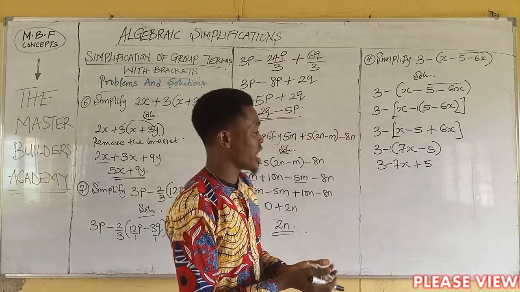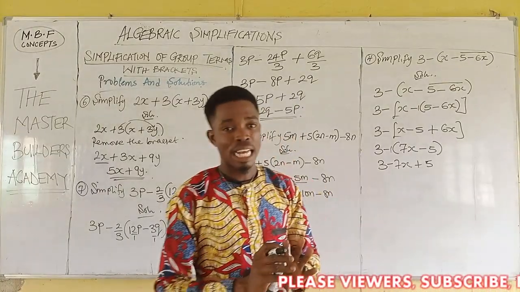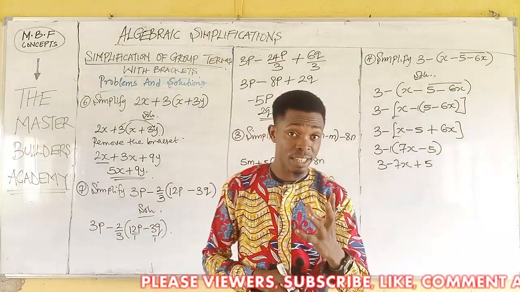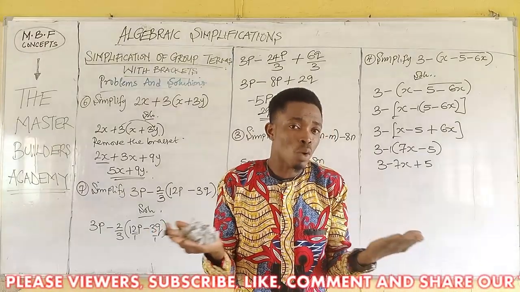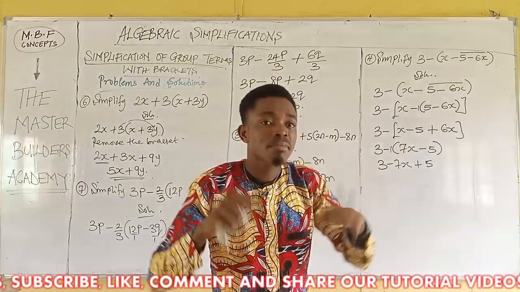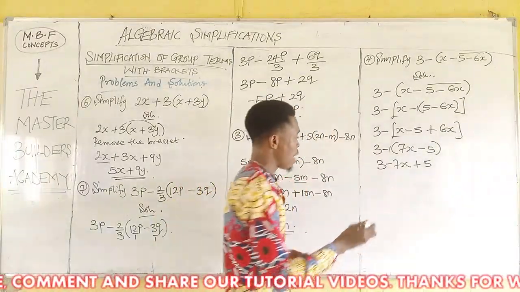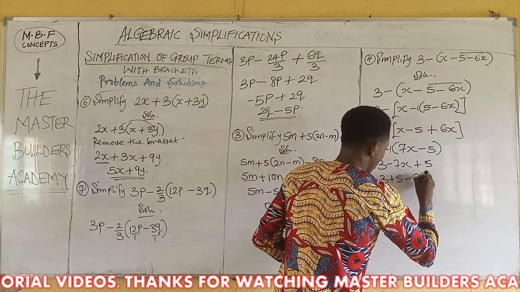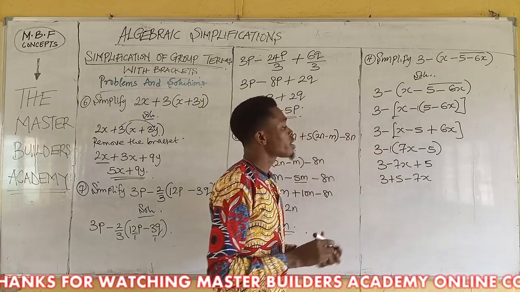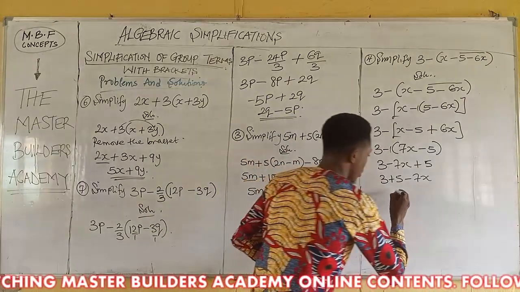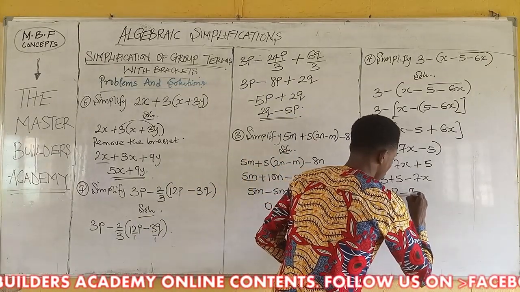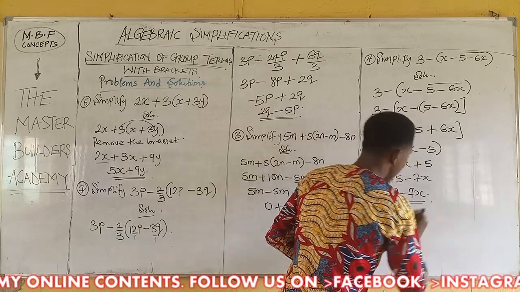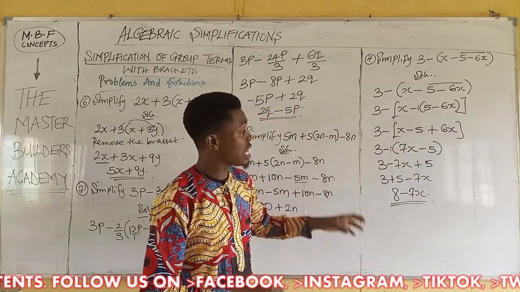And at this point, guys, we have integers and terms in x. All we need to do is to add up the integers, then the term in x follows. How? We have 3 plus 5 minus 7x. Guys, 3 plus 5 would have given us 8. We have 8 minus 7x. This is the answer to this very question.